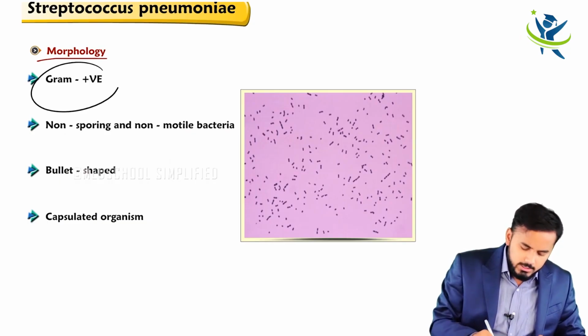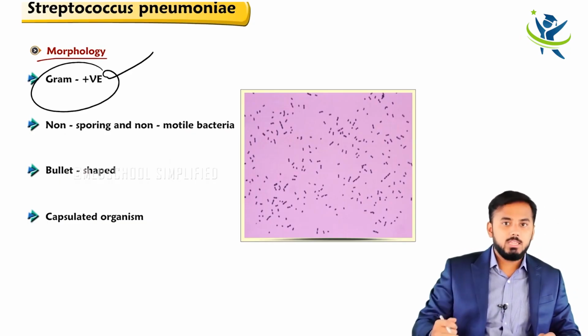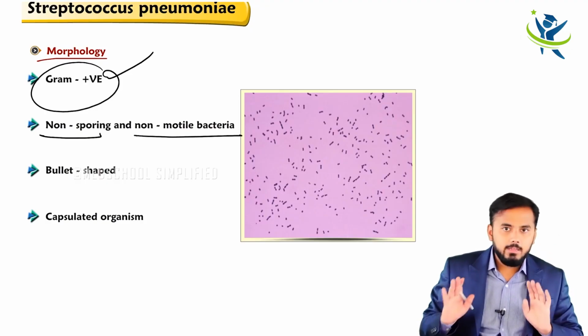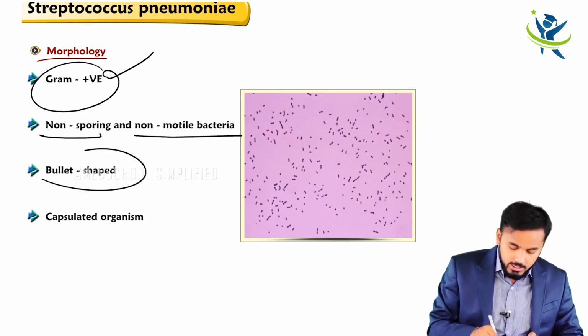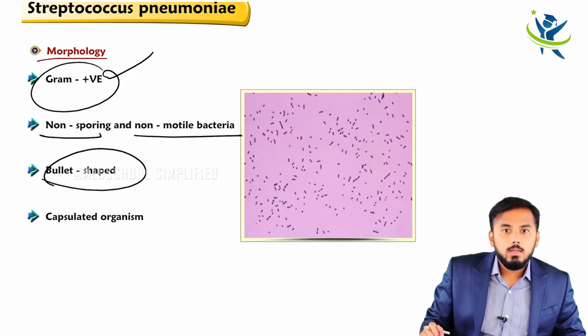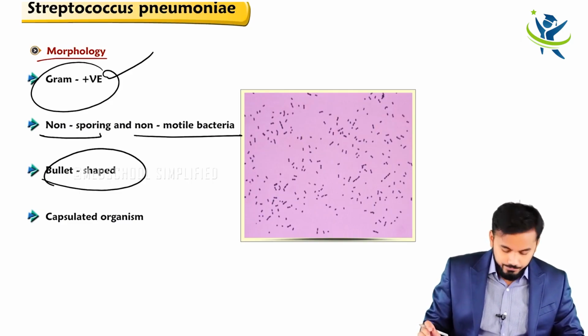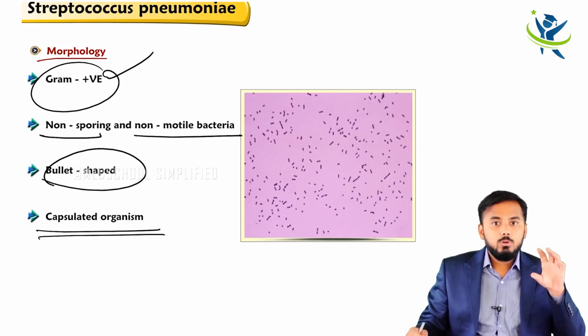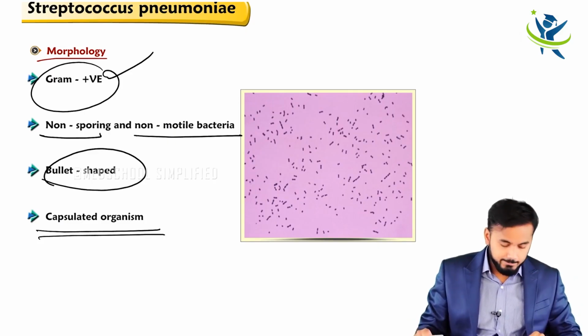First thing, I told you it is gram-positive. Why? Because it has a thick peptidoglycan layer. It is a non-sporing and non-motile bacteria. It is a bullet-shaped or lancet-shaped bacteria, as we have already discussed. And it is a capsulated organism. Capsule is the most important virulence factor.